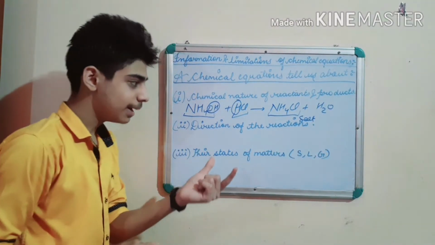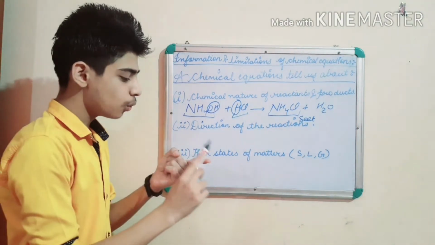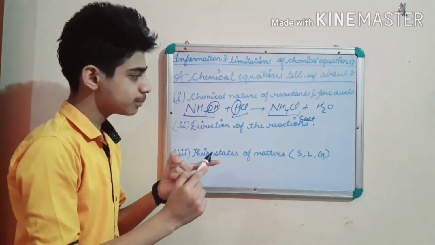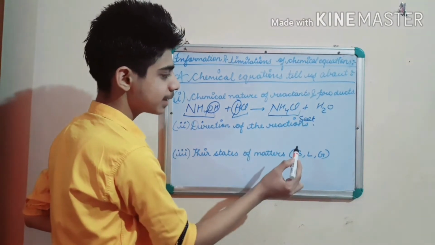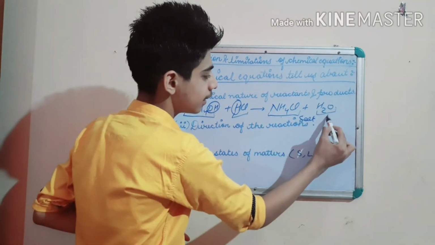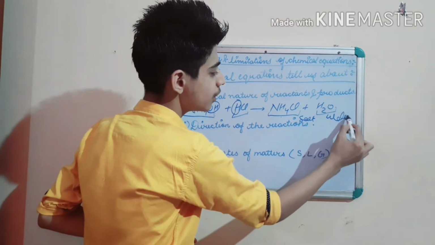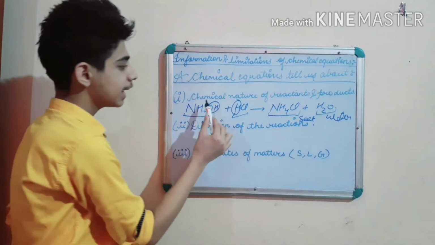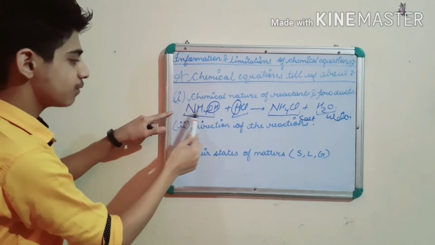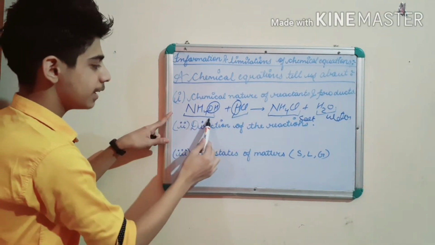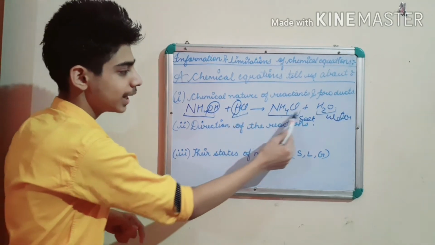An element or compound in which no H plus or no OH minus is present. So here you can see that no H plus or OH minus is present, and water. So by a chemical equation we can know the chemical nature of reactants and products. Chemical nature of reactants and products means NH4OH is a base, HCl is an acid. When acid and base react, they give us a salt and water.